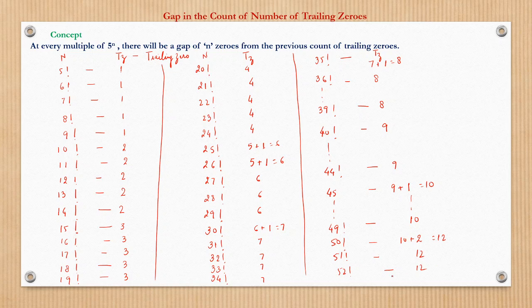So now we have seen many cases. Now it's time to generalize the process here. What we have seen is that 5 factorial to 9 factorial, the number of trailing zeros is the same. Why is it so? Because the number of 5s in 5 factorial or 6 factorial or 7 factorial or 8 factorial or 9 factorial is the same.